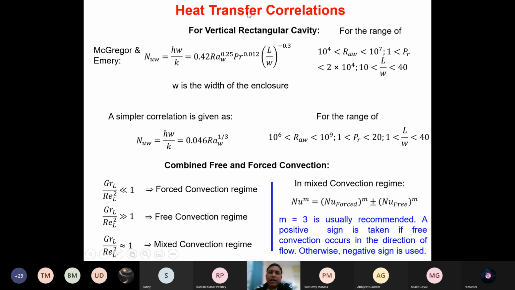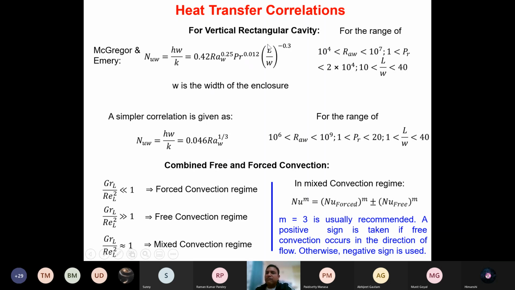So in a vertical rectangular cavity, the correlation is given by McGregor and Emery. In this case, the Nusselt number is calculated in terms of the width of this enclosure, given as hW by k. It is given as 0.42 Rayleigh number, again calculated in terms of width of the rectangular cavity, raised to the power 0.25, into Prandtl number raised to the power 0.012, multiplied by L by W raised to the power minus 0.3. Here L is the length of the cavity, whereas W is the width of the cavity.